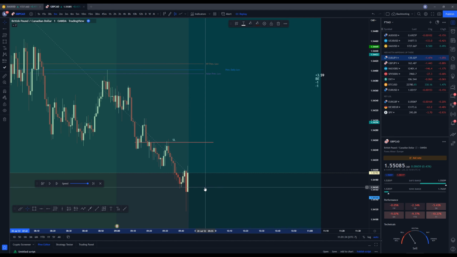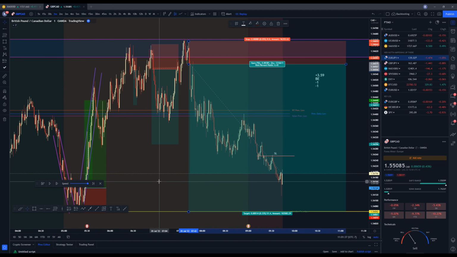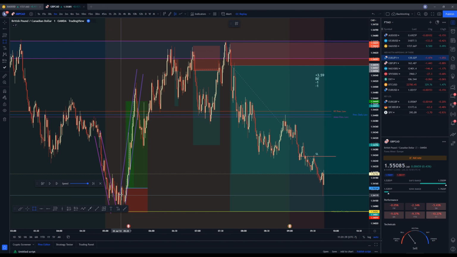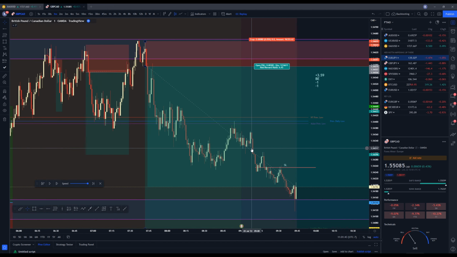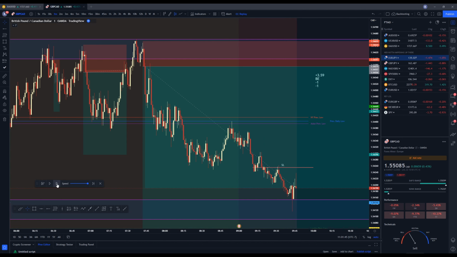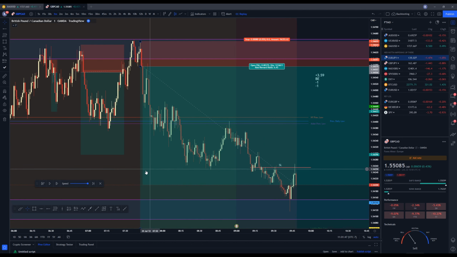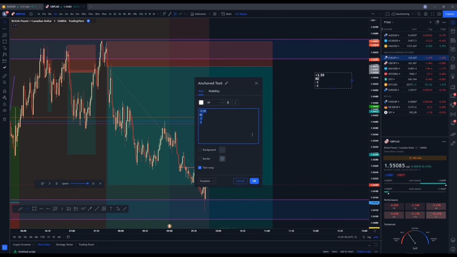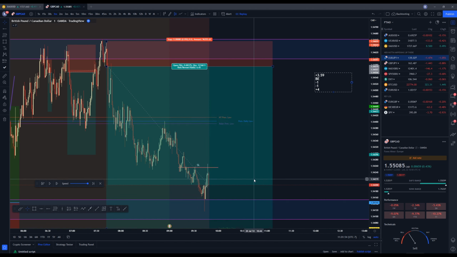Okay, that was a crazy spike down. And we are bouncing off of the area of demand, I believe, that we marked off earlier. So our stop loss could very well get run here. And there we go. So we got a 1 to 4 there. And let's see what happens.